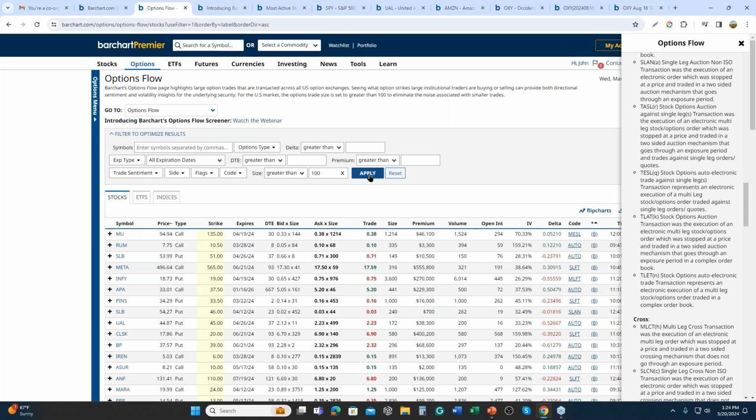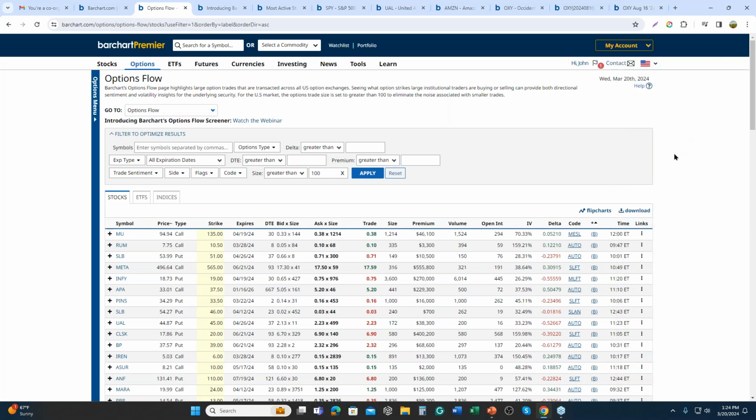But what I believe is the true benefit of the flow screener is when we combine it with our other option screeners. In particular, the two that I'm thinking of are our unusual options activity screener and unusual options volume. So let's look at some case studies.